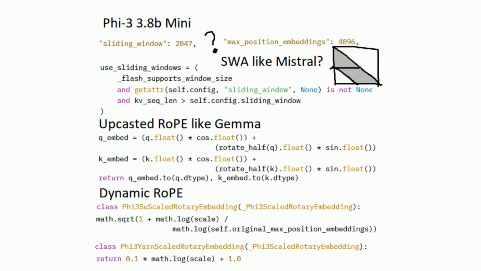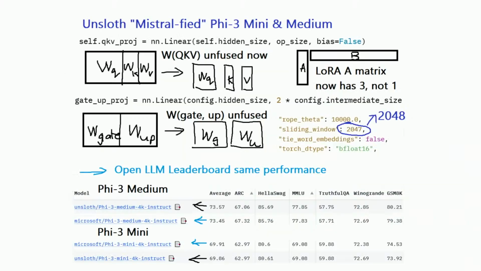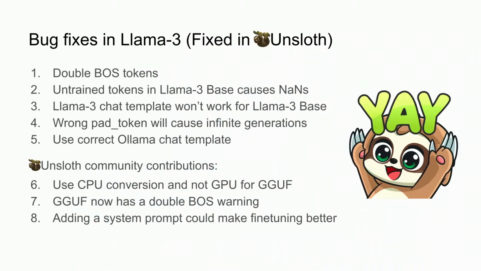For Gemma V3, we talked about this yesterday, and I just pasted some slides again if you want to review this in your own time. For example, the sliding window should be 2048, not 2047. You should also unfuse all of the QKV matrices, otherwise LoRA fine-tuning will not work that well. But we'll be talking mainly about Llama 3.